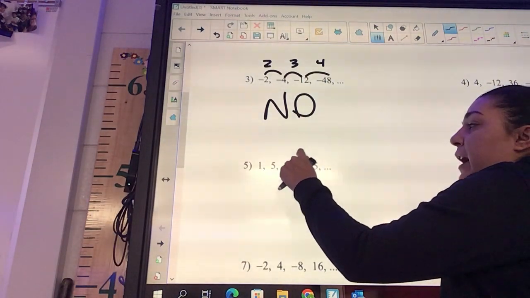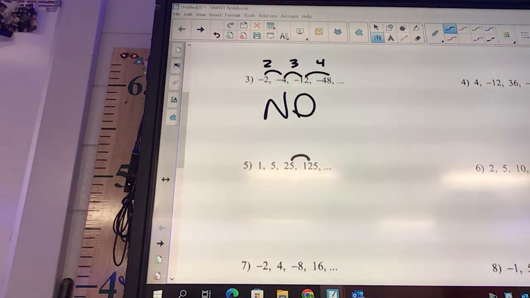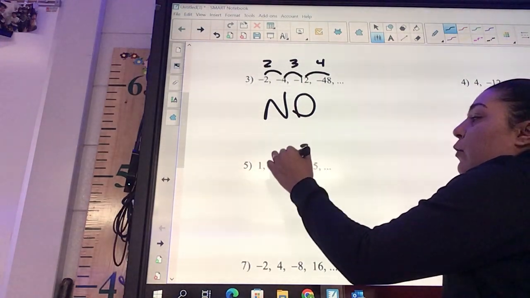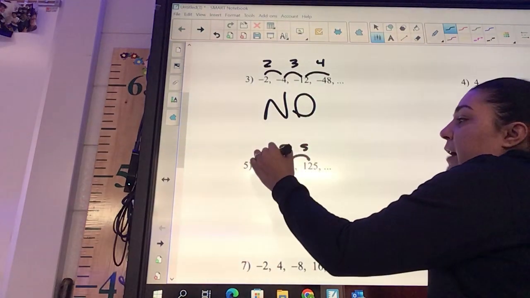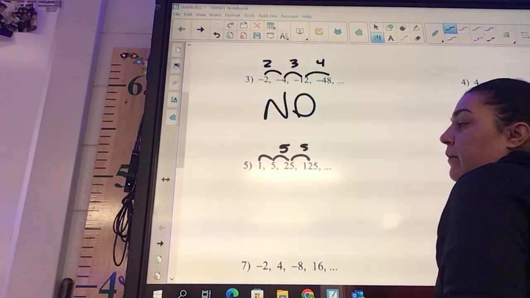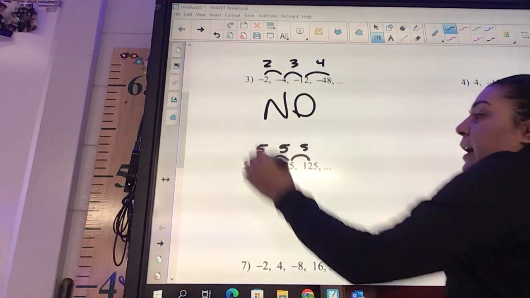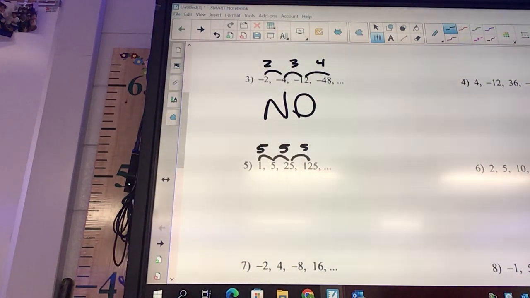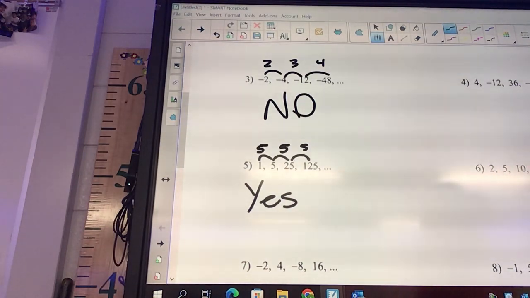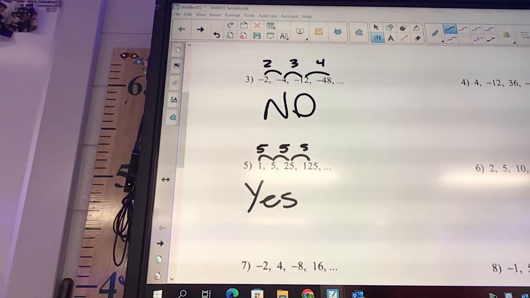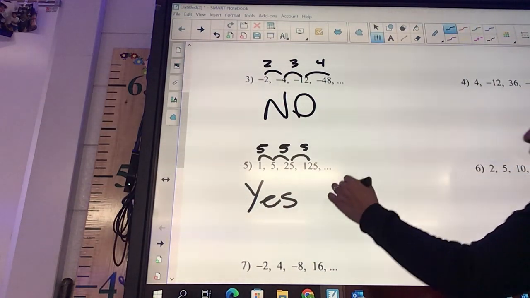What is 125 divided by 25? 5. What is 25 divided by 5? 5. 5 divided by 1? 5. So are those numbers all the same? Yes. So yes, it is a geometric sequence, and it says if it is, find the common ratio. All that's saying is find the number that you multiply by every time, which is what? 5.